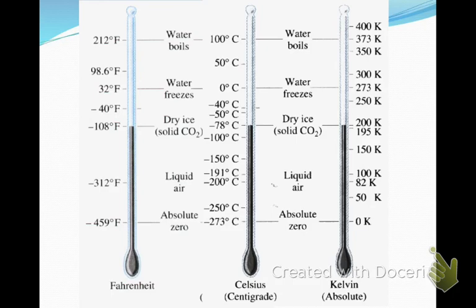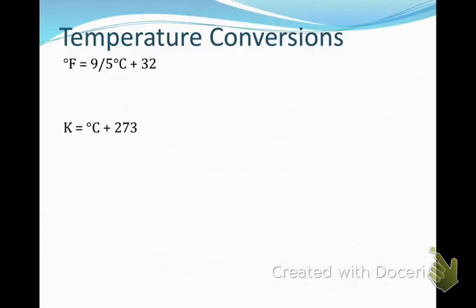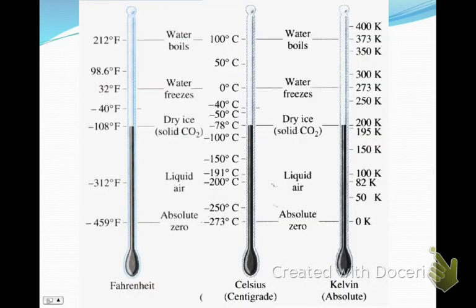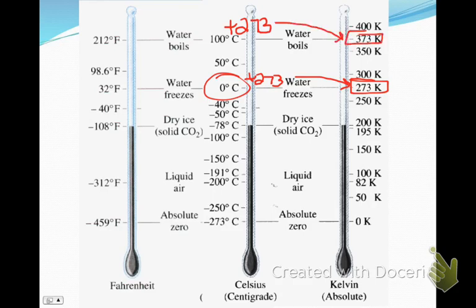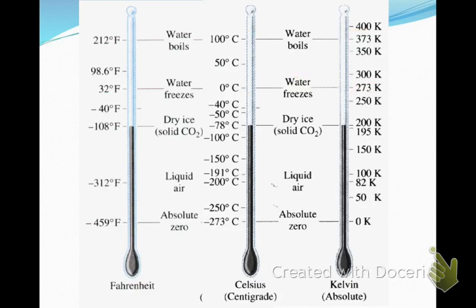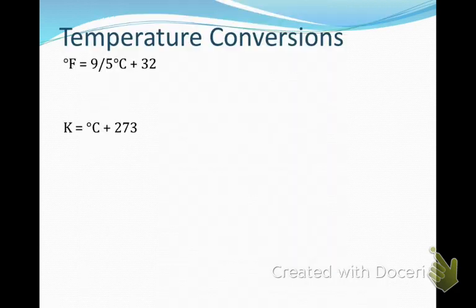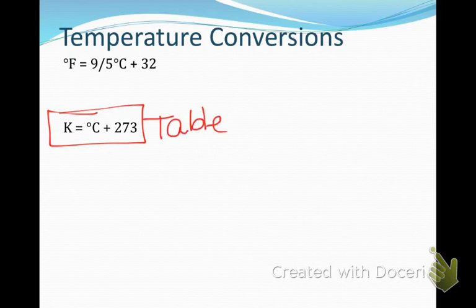Let's go back. Where's water freezing right here? 0 degrees Celsius. If I add 273 to it, I get to Kelvin. There we go. Same thing with water boiling. If I'm in degrees Celsius, I add the number 273 to it, and look, I get 373. And that calculation for Kelvin and degrees Celsius is on table T. So no need to memorize it, it's there for you.